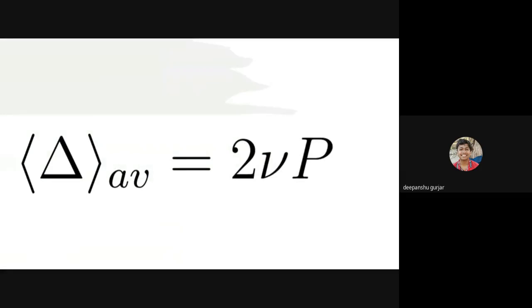Just to put it out there, this entire theory has been explained in a paper which we took as a reference for the experiment. Here delta is the fluctuation. The mean fluctuation is equal to 2 times the average number of particles times the probability P, which was explained earlier. Now this P is related to D, the diffusion coefficient.